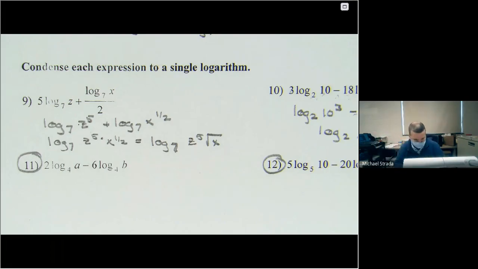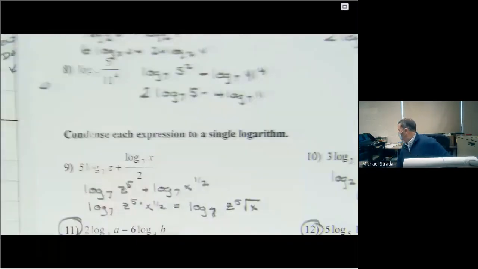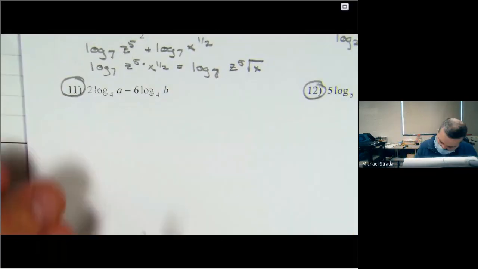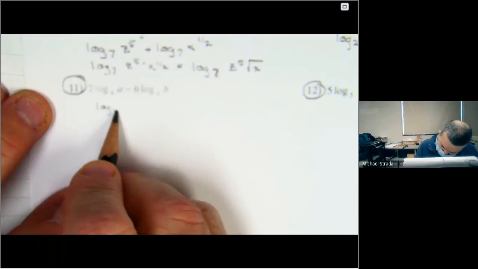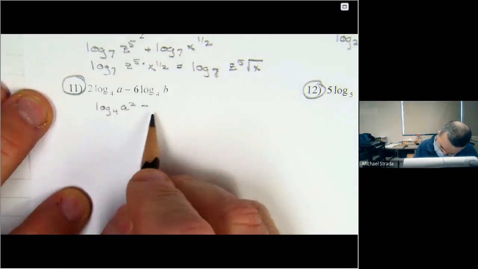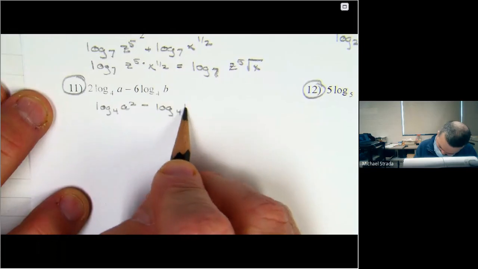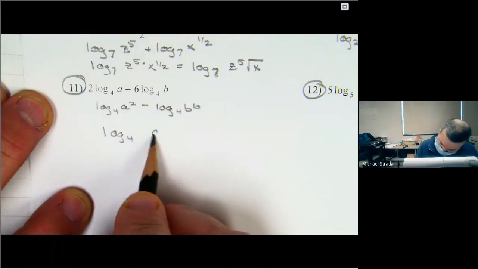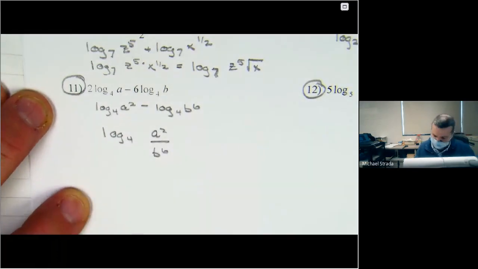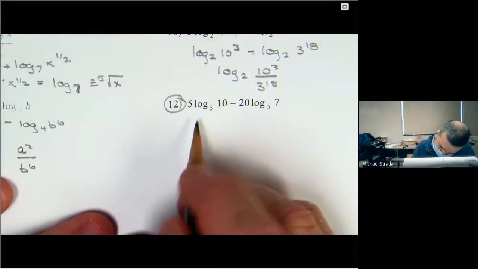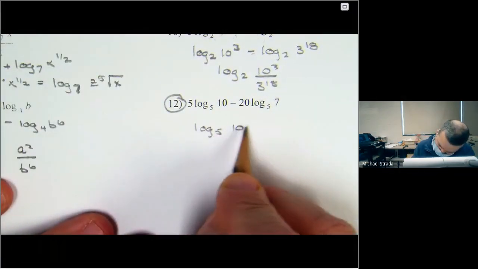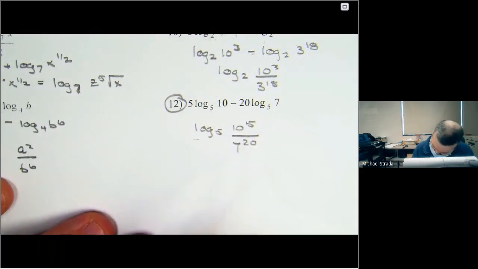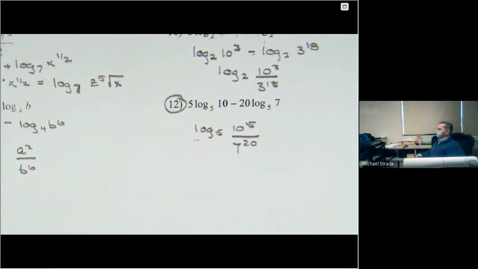All right. So, 2 log 4 of A becomes the log 4 of A squared. B becomes B to the 6th. All right. And then subtraction becomes division. So log 4, A squared over B to the 6th. And when I look at number 12, log 5 of 10 to the 5th over, I believe it's going to be 7 to the 20th. Good? All right, I figured.